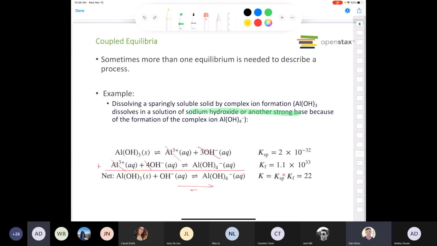That might have been an even more involved explanation than a lot of you needed. But again, the net result is all you're doing is cranking up the amount of hydroxide, forming the coordination complex, and overall, that has a favorable equilibrium.